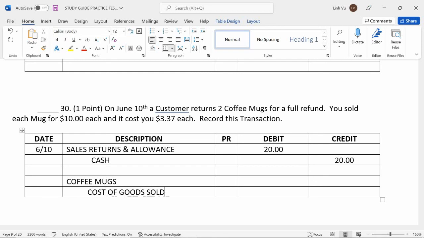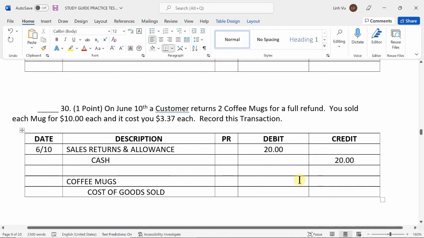Okay, so in this case, that's exactly what we do. We're going to undo the cost of goods sold, because it's as if we never sold those 2 coffee mugs, and we're going to put it back into inventory. If it cost me $3.37 each, multiply that by 2, because that's the 2 the customer is returning. That means I'm getting it back. I'm not giving them a discount. They're not keeping the product. They're actually giving me the product back. So 2 times 3.37 is $6.74.